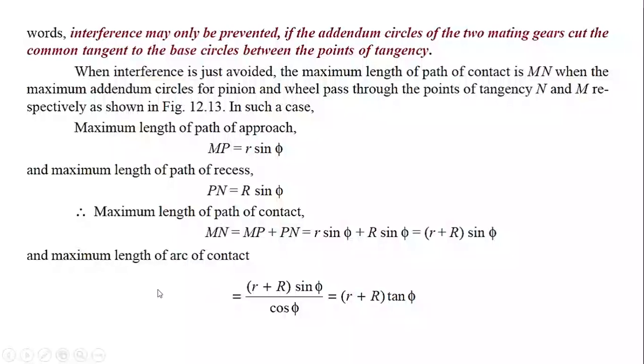Next is the maximum length of arc of contact. Similarly, from the previous tutorial, the arc of contact is nothing but the length of path of contact divided by cos phi. The same formula we are using here. So the maximum length of arc of contact is equal to the path of contact, small r plus capital R into sin phi, divided by cos phi. Sin phi divided by cos phi is tan phi. So the length of arc of contact is equal to small r plus capital R into tan phi.